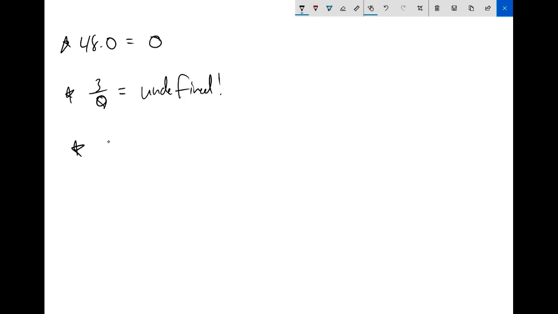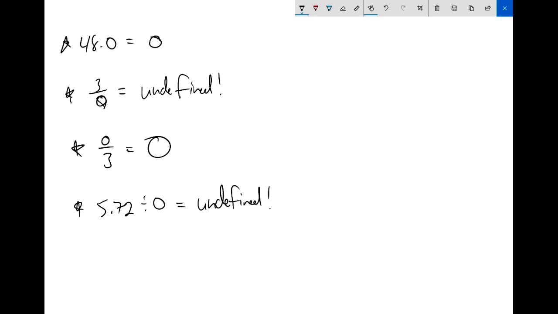Okay. 0 divided by 3, no problem there. What's that? It's 0. And then 5.72 divided by 0, that's not okay. That's undefined. So the point is, you can do anything with 0 except divide by 0, and that's a problem. Can't divide by 0.